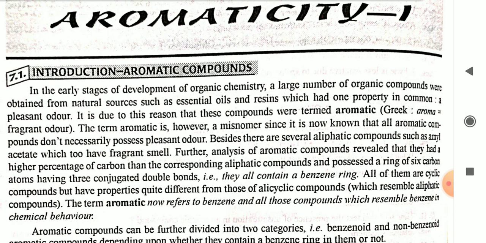In the earlier stage of development of organic chemistry, a large number of organic compounds were obtained from natural sources such as essential oils and resins, which had one property in common, a pleasant odor. It is due to this reason that these compounds were termed aromatic, from the Greek aroma, meaning fragrant odor.